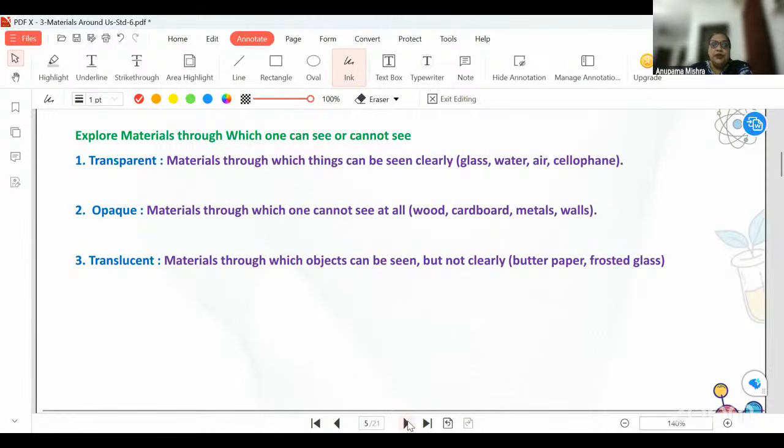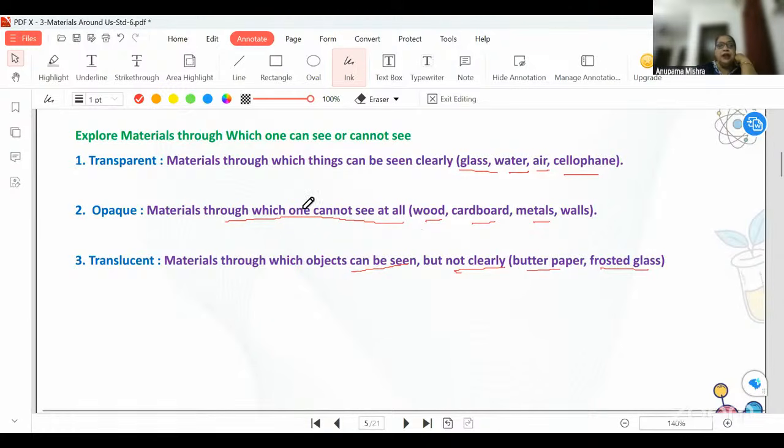Now explore the materials through which one can see or cannot see. One is transparent, opaque, and translucent. Now, what is transparent, what is opaque, and what is translucent? Transparent means materials through which you can see clearly, for example glass, water, air, and cellophane. Opaque means the material through which one cannot see at all, like wood, cardboard, metals, walls. Then there are materials through which an object can be seen but not clearly, like butter paper or frosted glass.